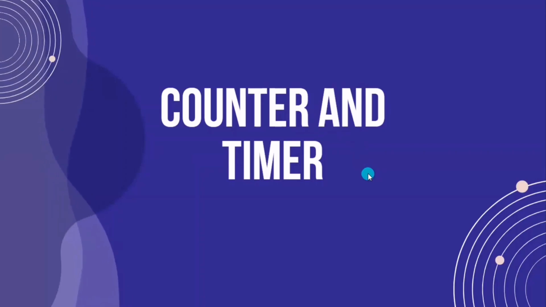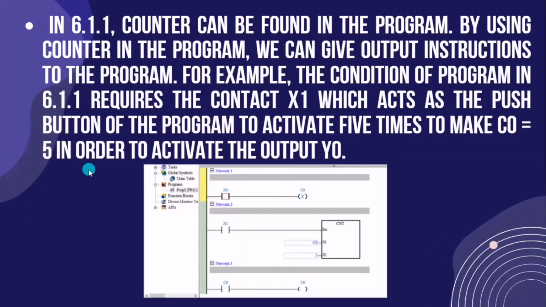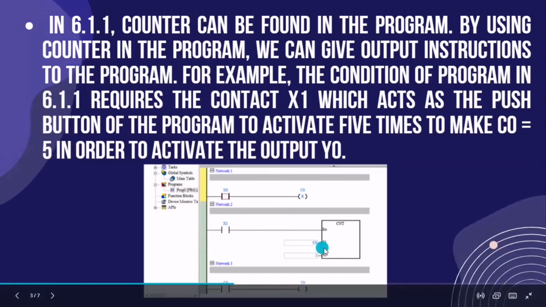Today I will present the discussion and conclusion. For the discussion, in 6.11, a counter can be found in the program. By using a counter in the program, we can give the output instruction to the program. For example, the condition of the program in 6.11 requires the contact X1, which acts as the push button of the program, to be activated 5 times to make C0 equal to 5 in order to activate the output of Y0. Here is the circuit simulator for the counter.